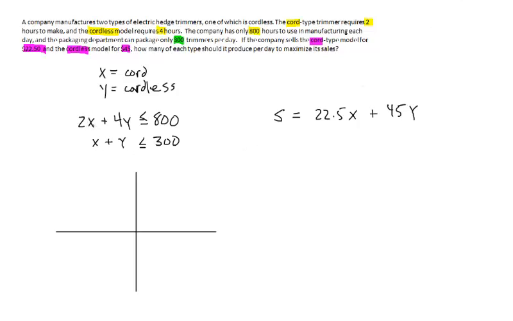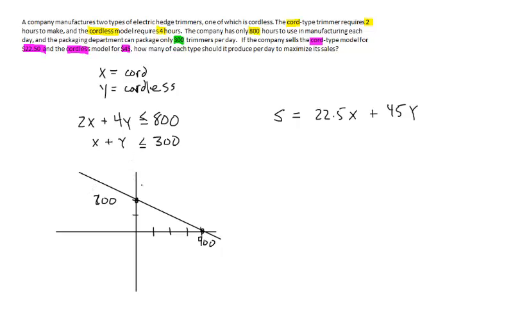With this first inequality, if we put 0 in for X, we would have 4Y equals 800, so Y would be 200. So we know (0, 200) is our y-intercept. Then if we put 0 in for y, we would get 400 for x. So (400, 0) is the x-intercept. Now we need to draw a straight line connecting those.